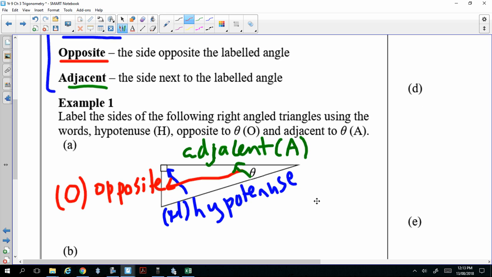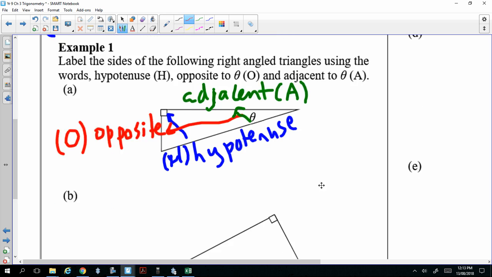Yeah, capital will be better. Oh, it doesn't have to be. Doesn't have to be. All right, let's do the next question.